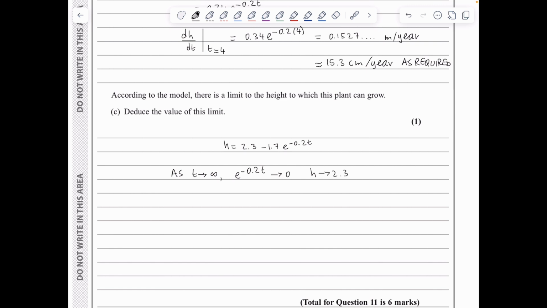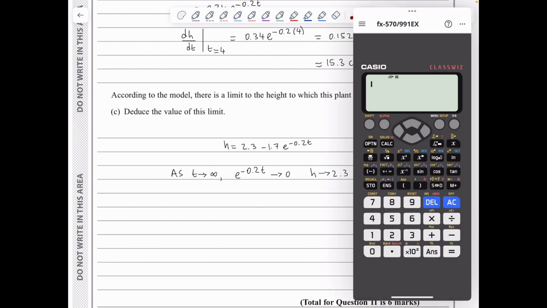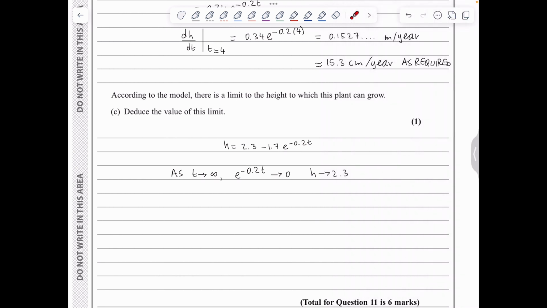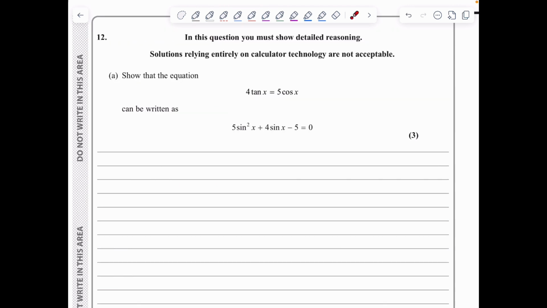Now, we cannot do this limiting process if we are not familiar with the fact that e to the minus 0.2t will tend to 0. As an alternative, I can go on my calculator. I'll put a really big number on my answer key, and then I'm going to do 2.3 minus 1.7 e to the minus 0.2 ans. So I'm mimicking the behavior of h as t grows larger and larger. So it tends to 2.3, and therefore we conclude that the value of this limit is going to be 2.3 meters.